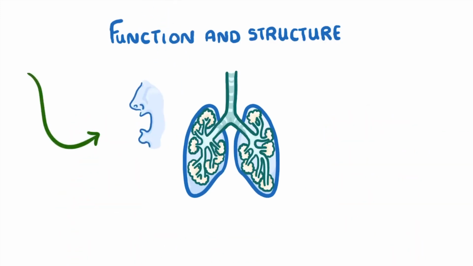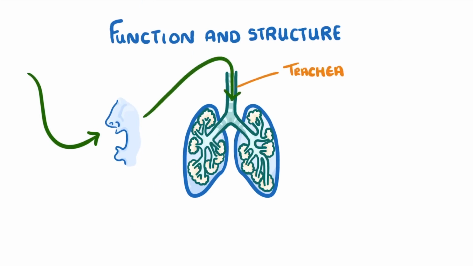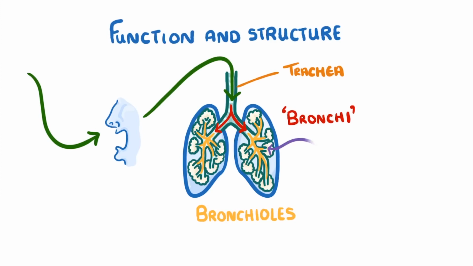Whenever we breathe in, air first passes through our mouth or our nose, and then down our trachea, which is also known as the windpipe. From there, it divides between our two bronchi, and then further divides between successive branch-like structures, which we call bronchioles. Once the air has made its way through all of these branches, it reaches these small sacs that are arranged like bunches of grapes. These sacs are called alveoli, and they're the site of gas exchange.